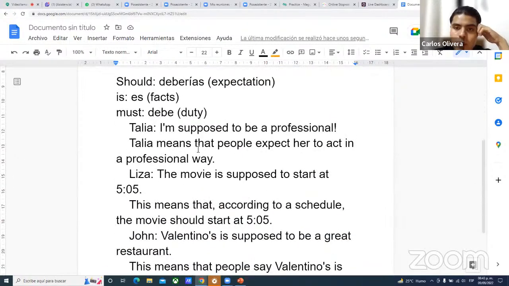So let's see some illustrations, and I think it's going to help us understand. For example, Talia, our friend from a very long time ago, says, I'm supposed to be a professional. Again, I am supposed to be a professional.